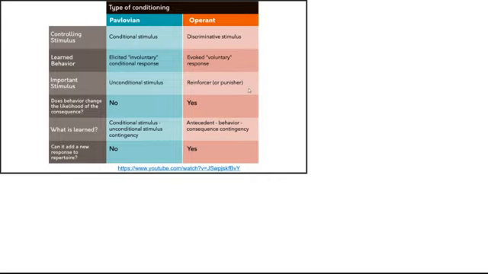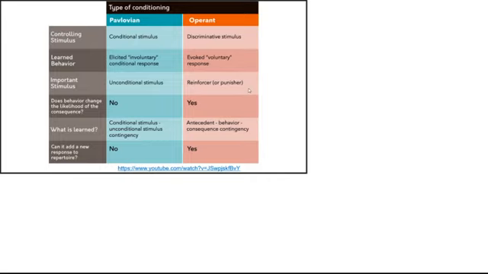We can ask, what are we learning? In classical conditioning, we're just looking at the relationship between our conditioned and our unconditioned stimuli. So we're associating those two different stimuli. In operant, we have our antecedent, behavior, consequence, or our stimulus, response, outcome trio of things. So we would learn those three items together.